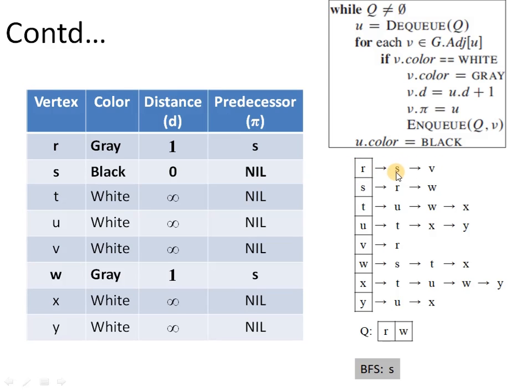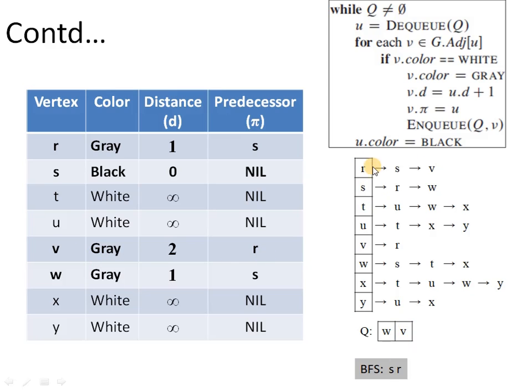The first vertex which we obtain is S, but the color of S is not white, so we have to do nothing. Then we will visit V, its color is white, so we will recolor it to gray. The distance of V comes out to be distance of R plus 1, so we will have 2 over here, and we are reaching V via R, so pi will have R. These are the required updates. We have DQ'd R and NQ'd V.